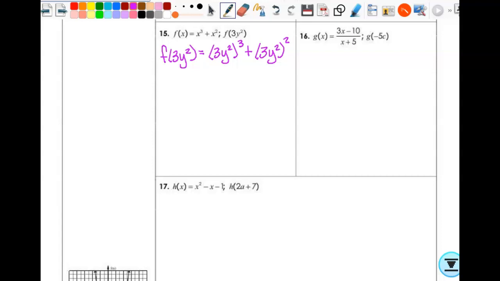So my power to a power rule, which I get to use because there is no addition and subtraction in here. It's why I get to use this rule. That means I'm just going to take this cubed and it's going to go onto both of them. So this will be 3 cubed, and then y squared cubed.